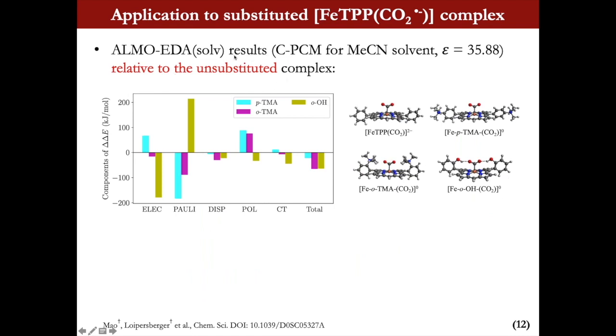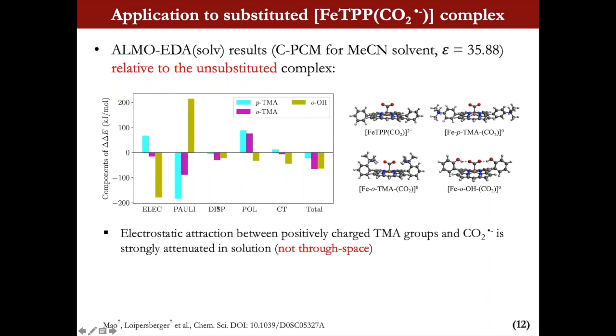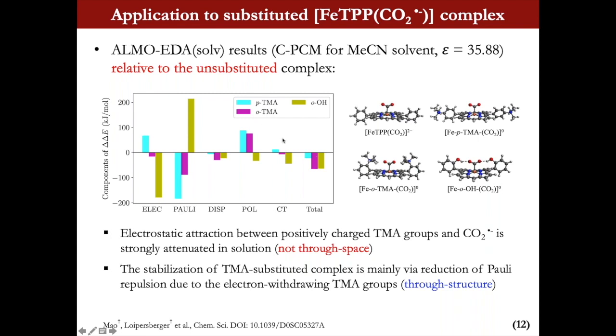And we are using ALMO-EDA solve to further investigate the mechanism for this modulation of catalytic activities. So here are the results of these substituted complexes relative to the unsubstituted one. So this is a differential EDA result. And the result is quite surprising to us, because what we found is that the electrostatic interaction between the positively charged TMA groups and the CO2 is actually strongly attenuated in solution. So for these two, they are not significantly favorable at all. And for this para TMA complex, this is even less favorable than the unsubstituted complex, which is quite a counterintuitive result.